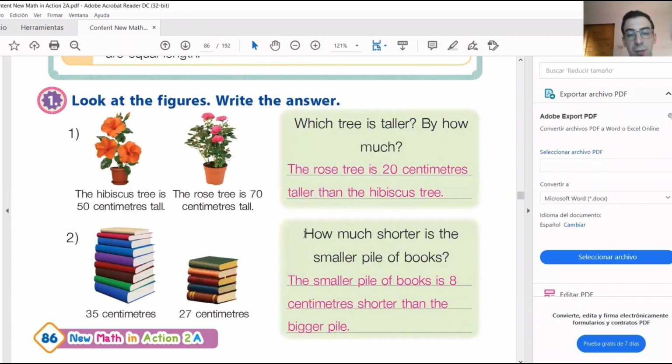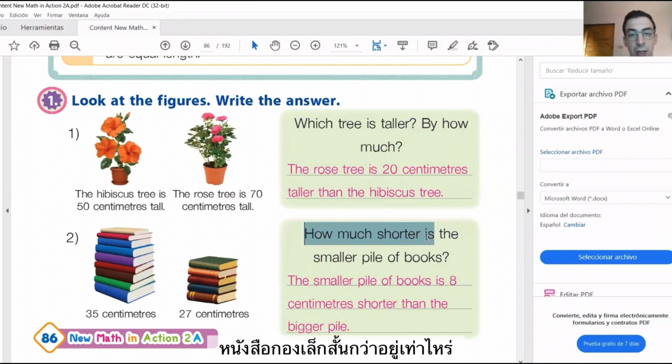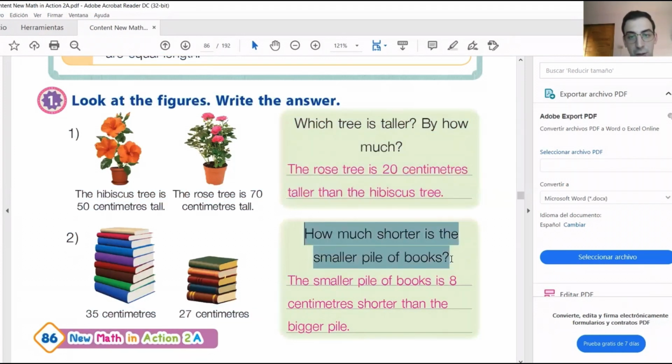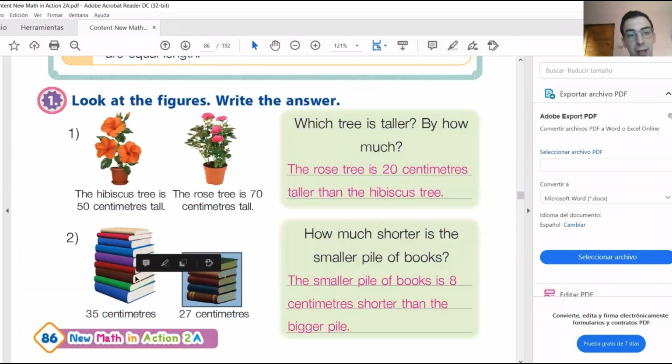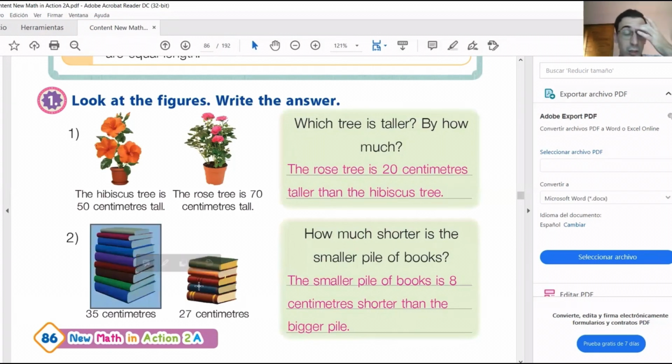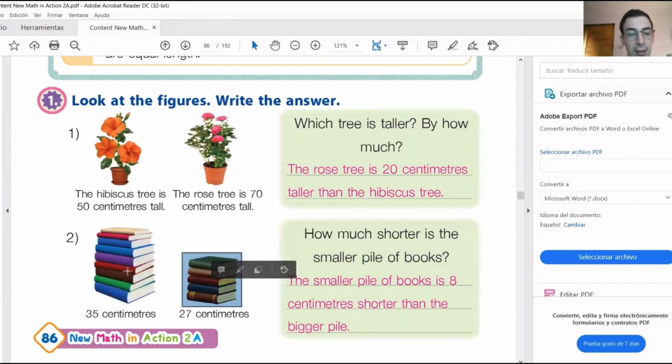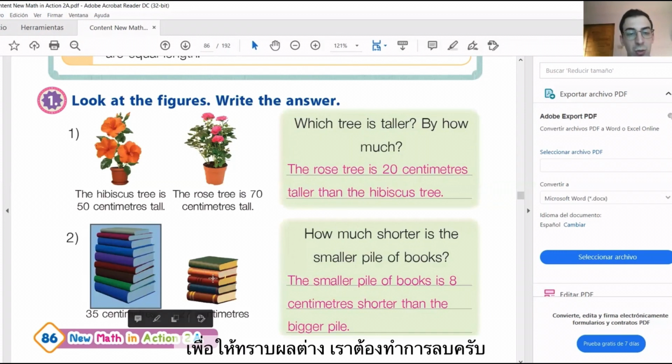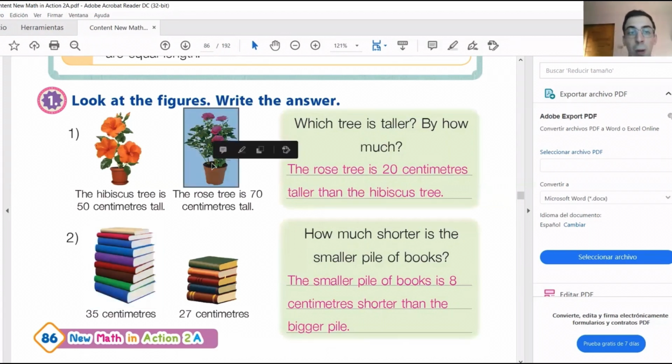Or let's read the question, please. Let's read together. How much shorter is the smaller pile of books? Okay, this is the smaller and this is the bigger, in a comparison. So when we compare, this time we have to write what is the difference between this pile of books and this pile of books. So to know the difference of something, we have to make a subtraction as before, as we did in exercise number 1.